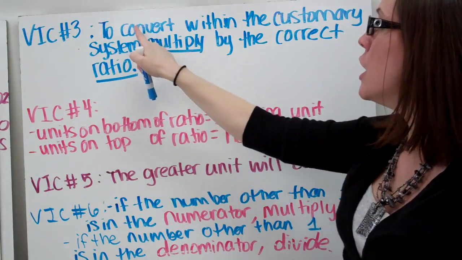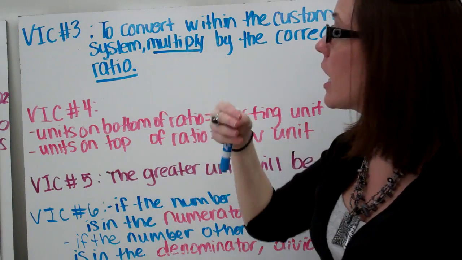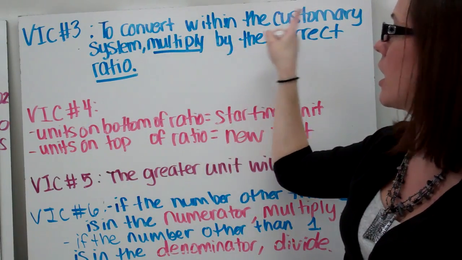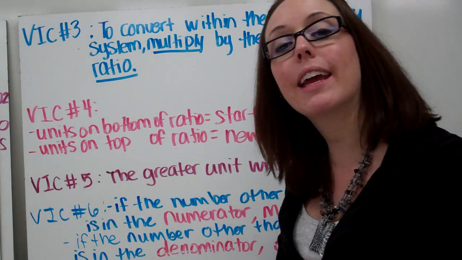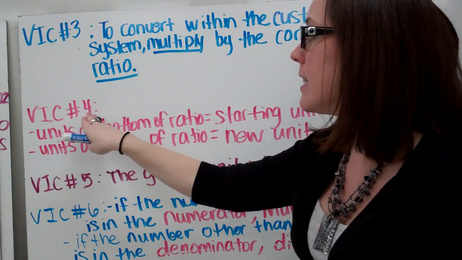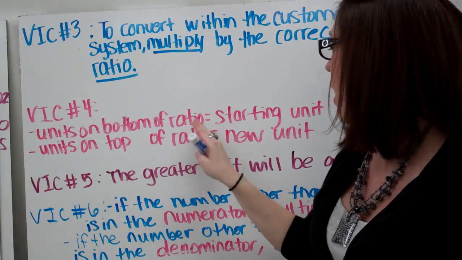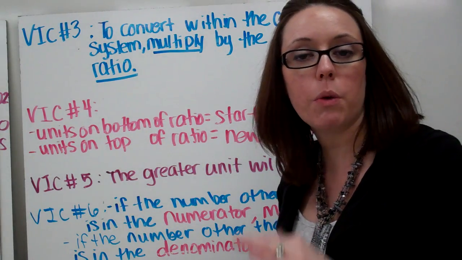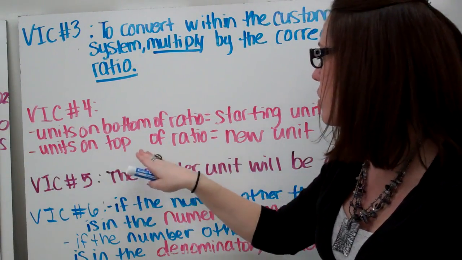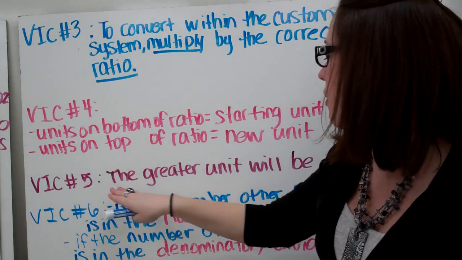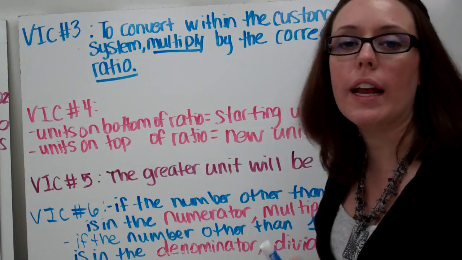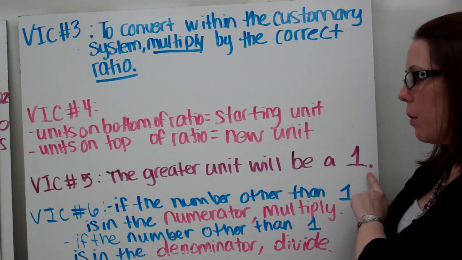Big number 3. Just like in the metric system, in the customary system, to convert within the customary system, multiply by the correct ratio. So we are again going to be writing ratios. Same thing, big number 4. Units on the bottom of the ratio are the starting unit, whatever you start with, and units on top of the ratio should be the new unit, whatever you are converting to. Big number 5. The greater unit will be a 1, just as before.